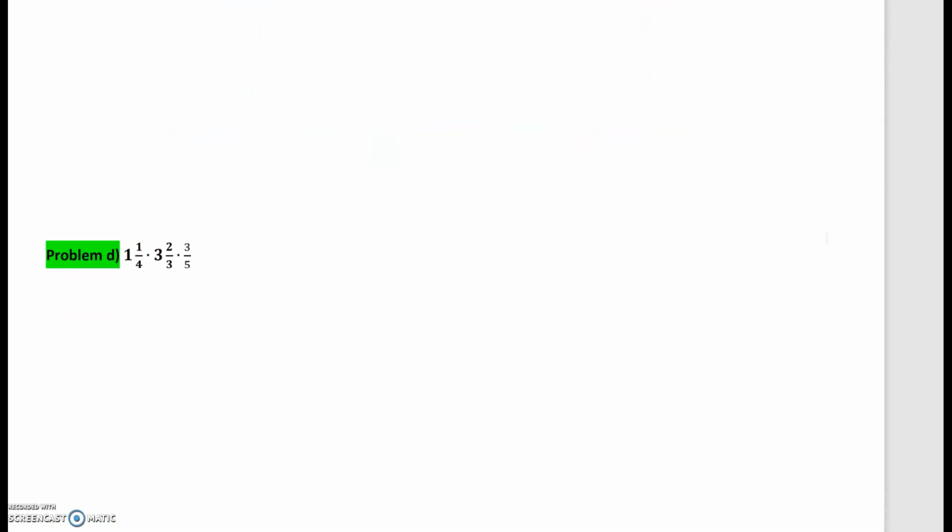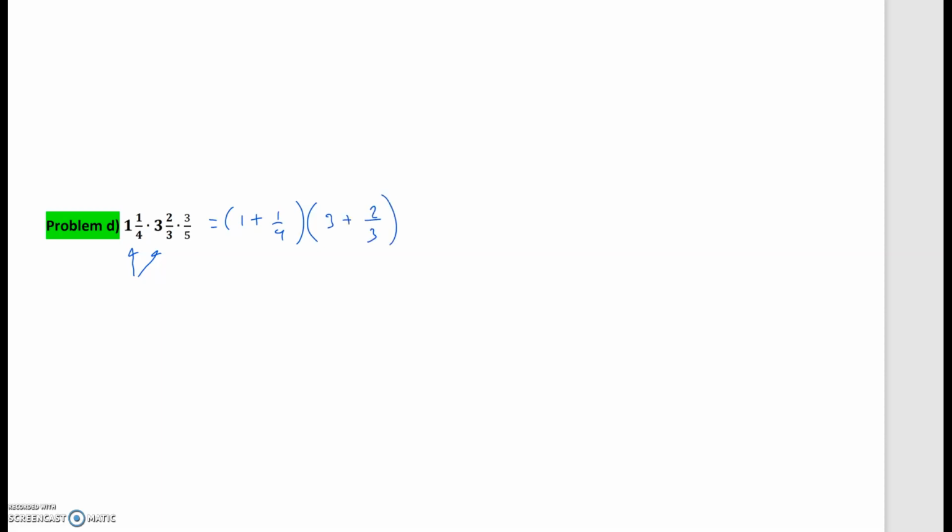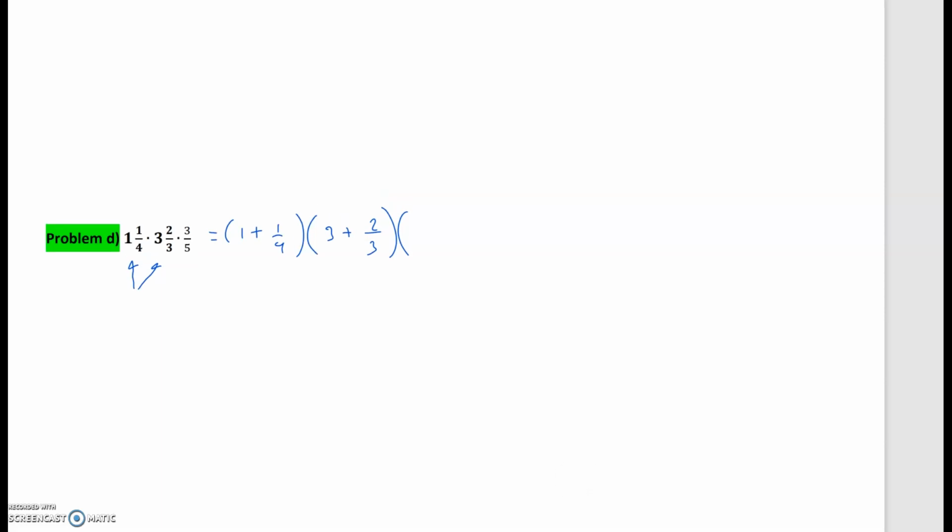Let's take a look at problem D, which has multiplications, but let me rewrite all of these as what they represent. In this case, I'm referring to the first and second. They represent mixed numbers. So technically you're multiplying 1 plus 1/4 times 3 plus 2/3 times 3/5.